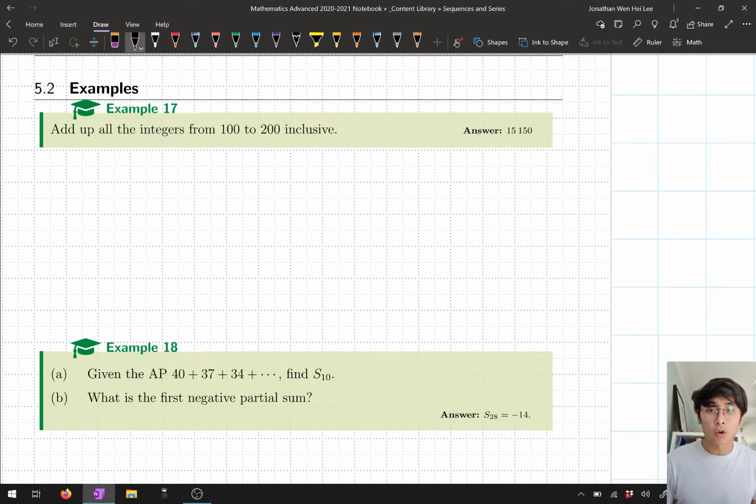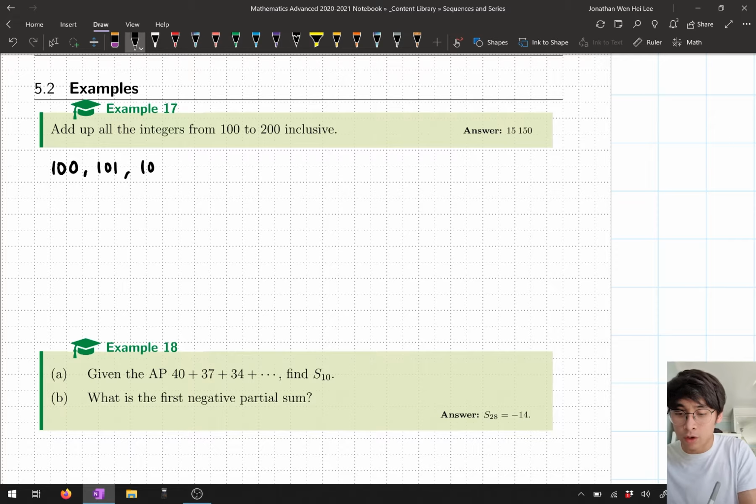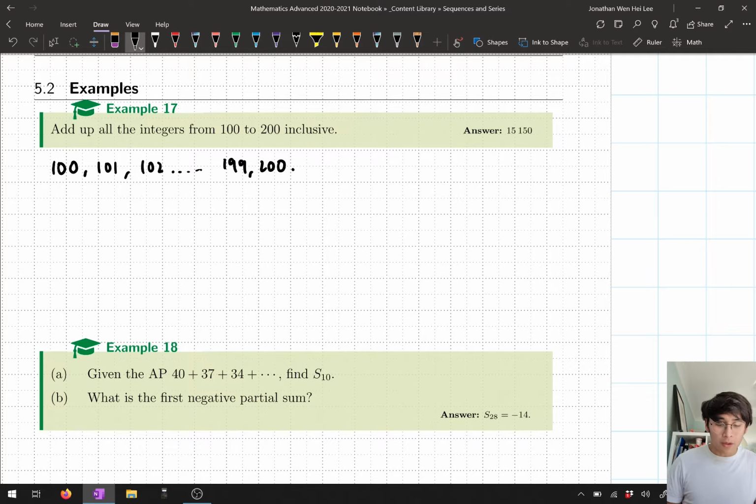So what we want to do in this question is add up all the numbers from 100 to 200. So 100, 101, 102, and so on, all the way up to 200. We want to add up all of these terms together. So for this particular question, what are we given? Well, we're given the first term. So 100 is our first term that we're going to add together. So we've got A, and we've also got L, the last term. So we're adding up all of these numbers together.